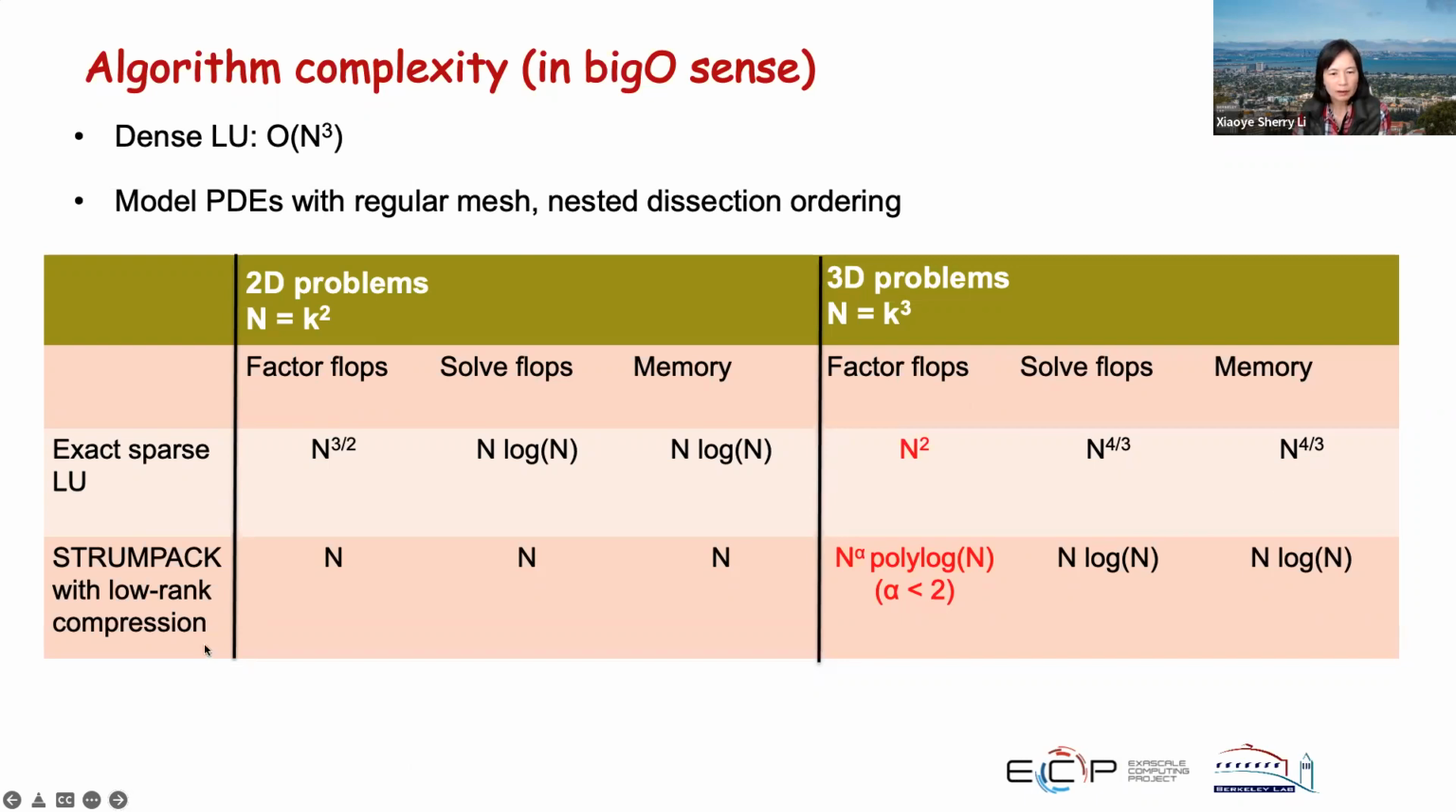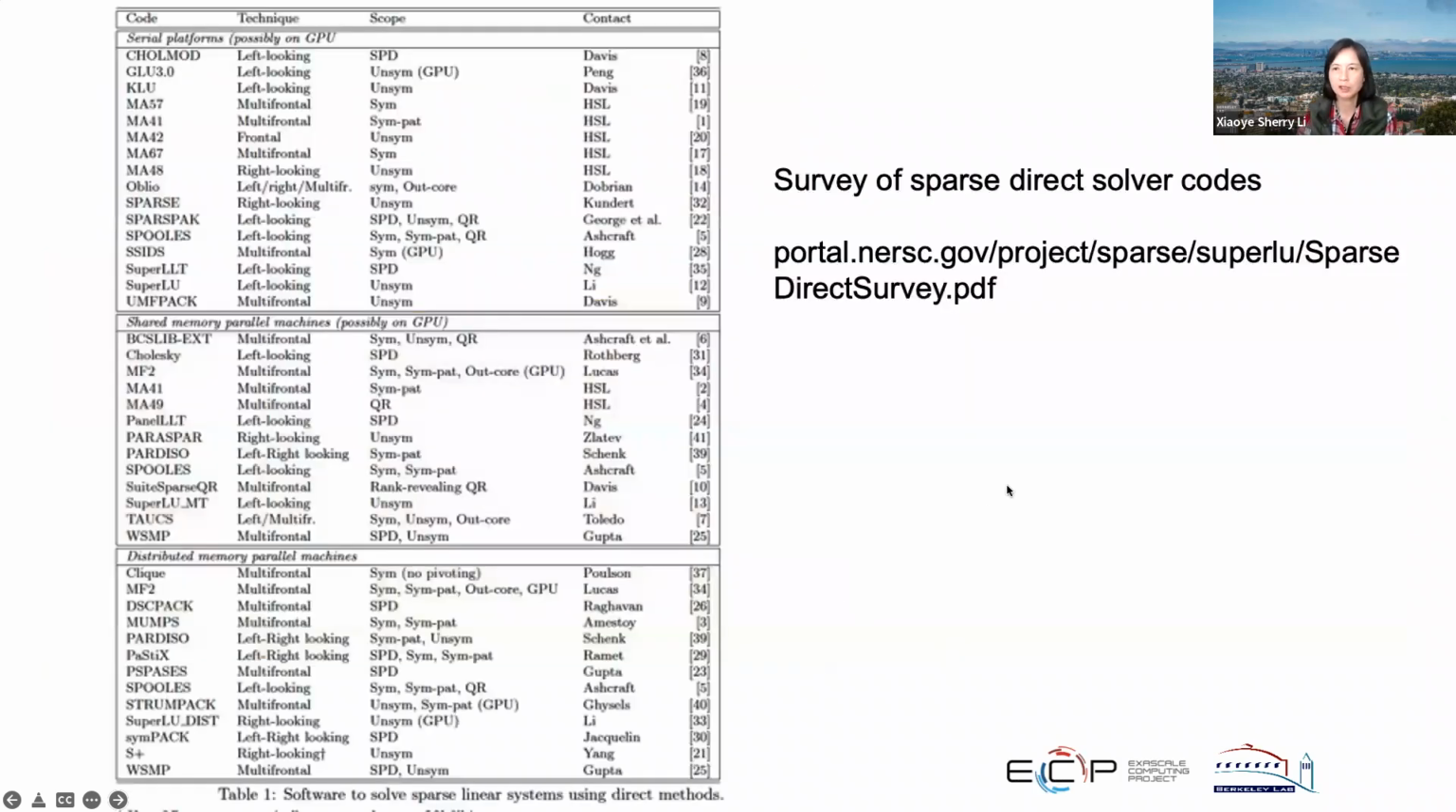With STRUMPACK, with low rank compression, you can knock down these flops essentially to n to the alpha, where alpha is smaller than 2, with some polylog n factor. Sometimes alpha could be 1, so it's essentially a linear time algorithm. It's not always, but usually it's faster than exact LU. And similarly for the memory and the solve, it's essentially linear. So that's the benefit, the power of using this hierarchical low rank representation.